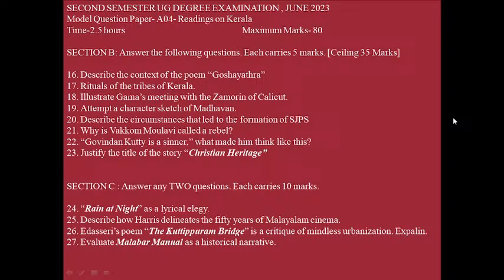Alright, now we come to the next question, the last question, essay question. Evaluate Malabar Manual as a historical narrative. Okay, mention in introduction about William Logan, thereafter significance of Malabar Manual.